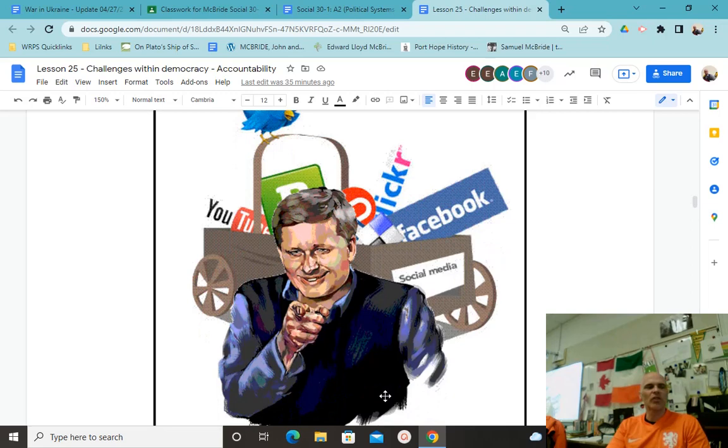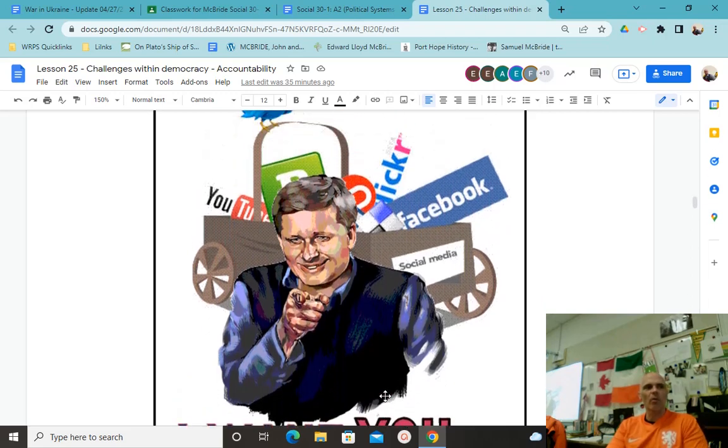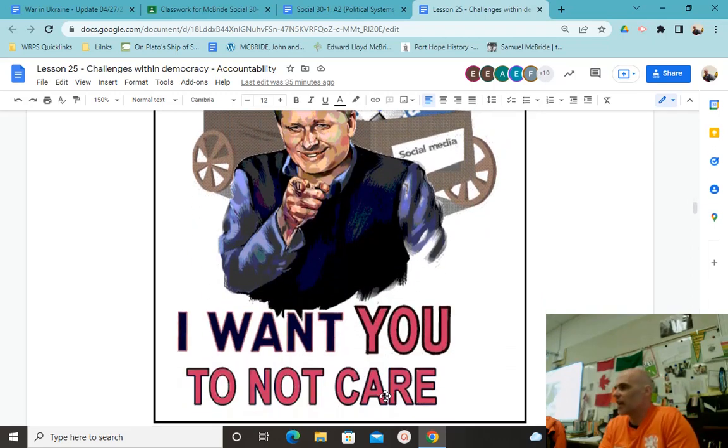Now this cartoon is suggesting that when Harper was Prime Minister, he didn't want us to care. It was easier for him to be Prime Minister if we just left him alone. And in hindsight, it might have been easier for Canada if we had just left him alone.